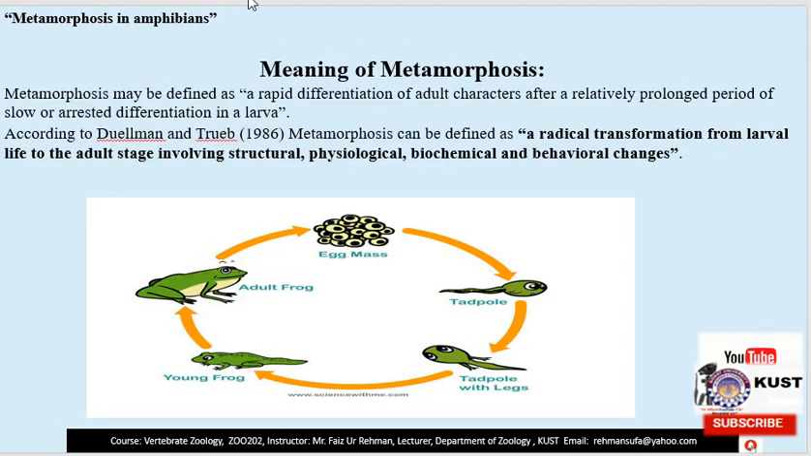What is the meaning of metamorphosis? Meta is a Greek word which means changing its nature, place or order, and morph means form or structure. Metamorphosis may be defined as a rapid differentiation of adult character after a relatively prolonged period of slow or arrested differentiation in a larva. According to Rehman and Trupp, metamorphosis can be defined as a radical transformation from larval life to the adult stage involving structural, physiological, biochemical and behavioral changes.